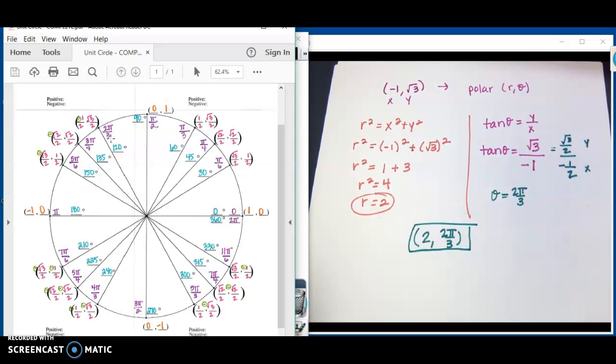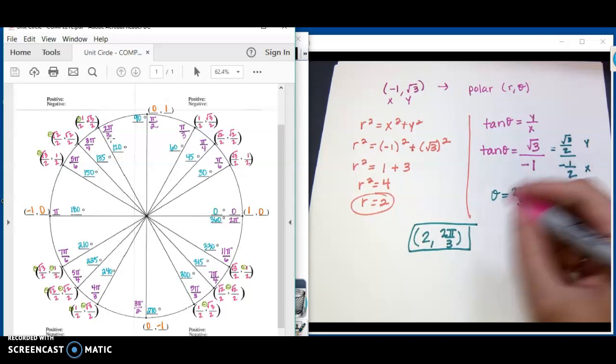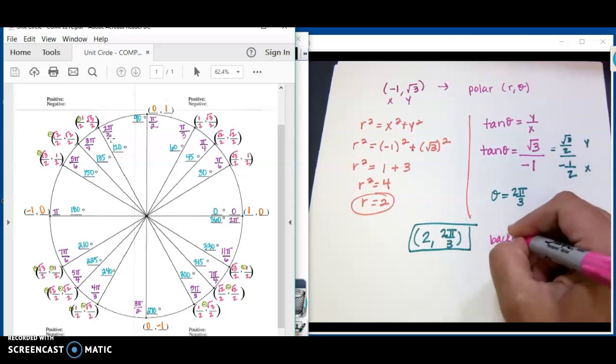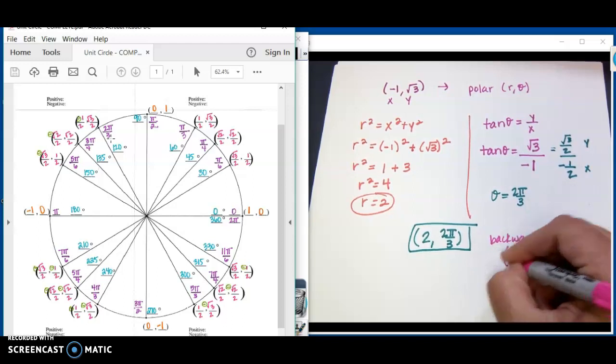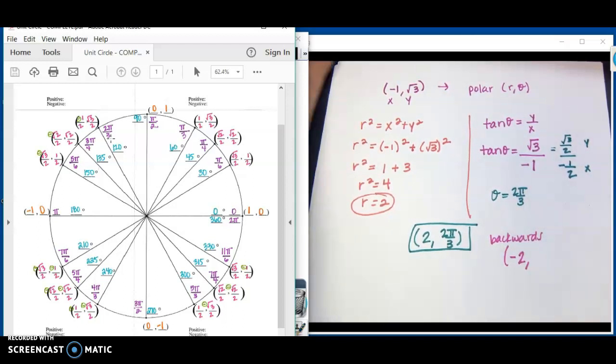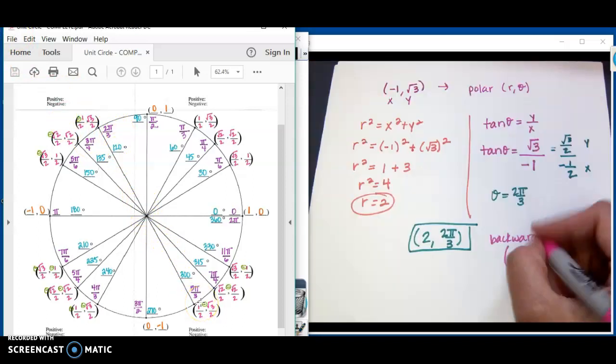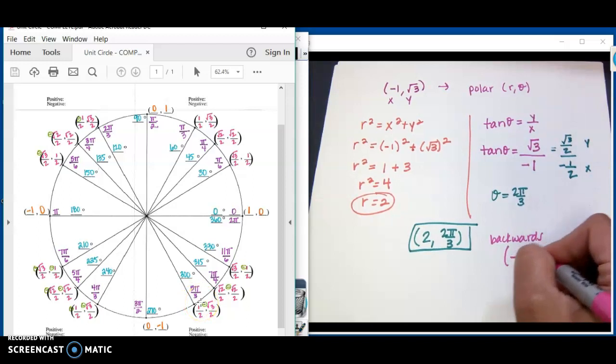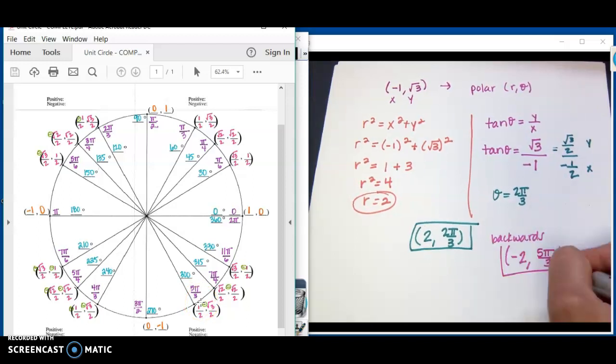Now I did not say you had to give more than one answer here, so that answer would be fine. But remember there's an infinite number of answers. Another answer you could give, if you wanted to give the backwards answer, would be negative 2, and then if you look at your unit circle at 2 pi over 3, directly across from that, or backwards, would be 5 pi over 3. So you could also have written negative 2 and 5 pi over 3.